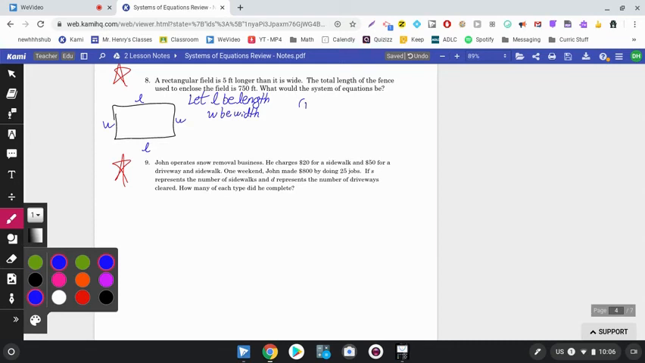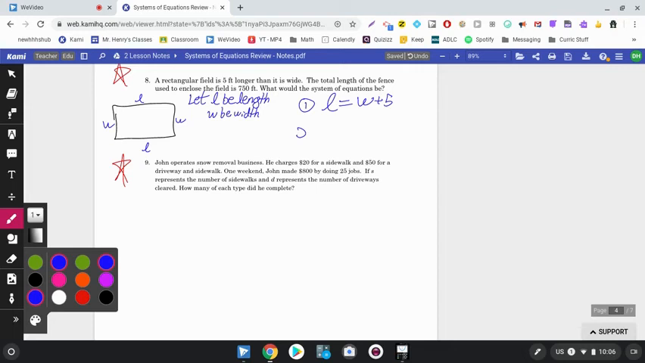The first piece of information is a rectangular field is 5 feet longer than it is wide. So my length is 5 more than the width. That's actually one of my equations. I can say the length is the width plus 5.